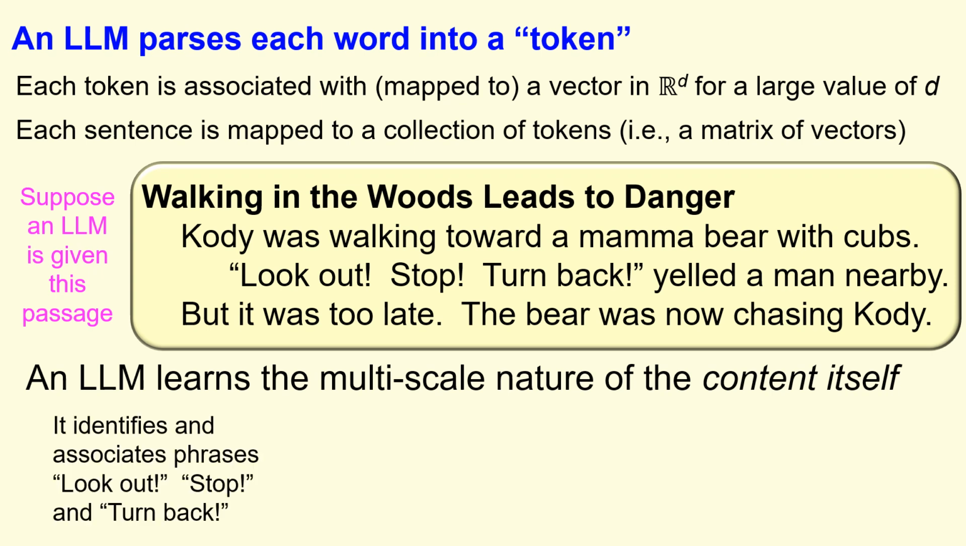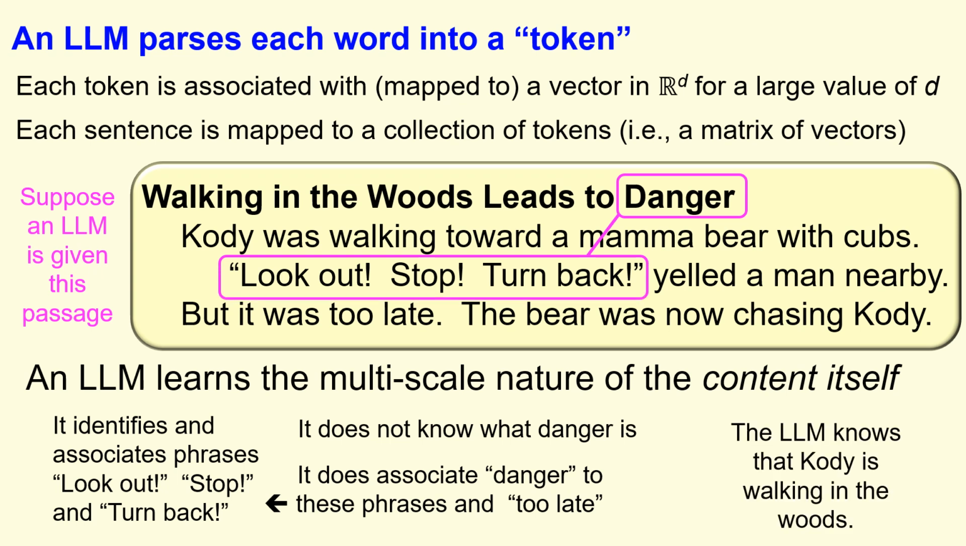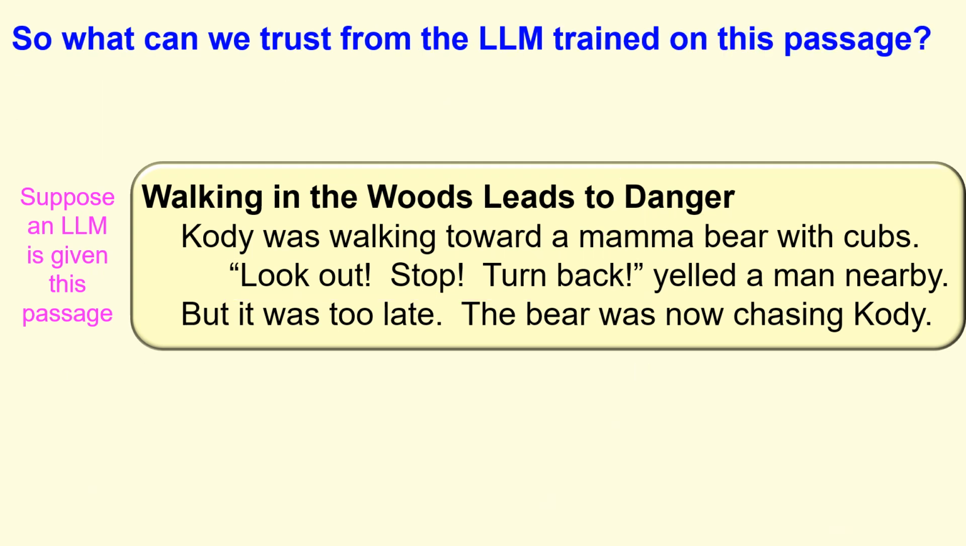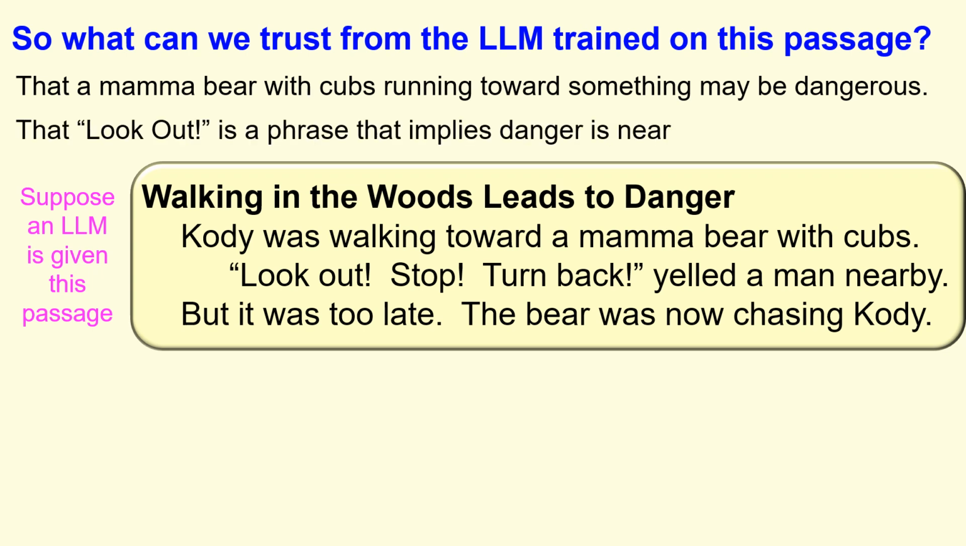It identifies and associates phrases look out, stop, and turn back with each other. It does not know what danger is, but it does associate danger to those phrases and perhaps also to that phrase too late. The large language model knows that Cody is walking in the woods. So what kind of information could we trust from this large language model? Well, that a mama bear with cubs running toward something could be dangerous. That look out is a phrase that implies danger is near.